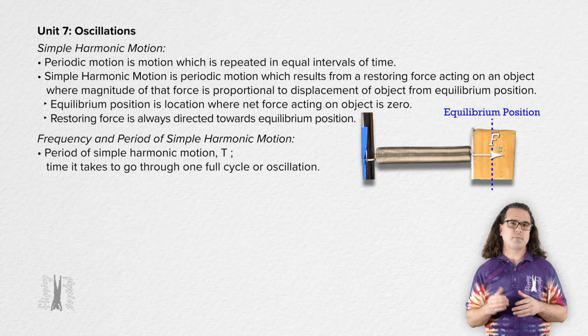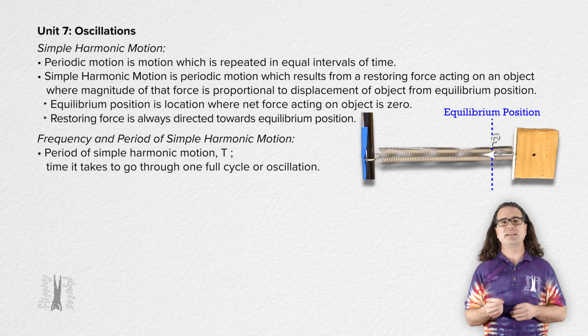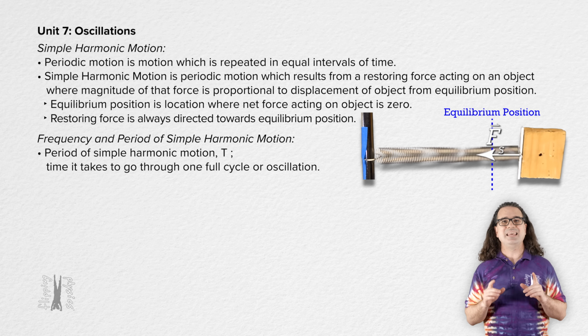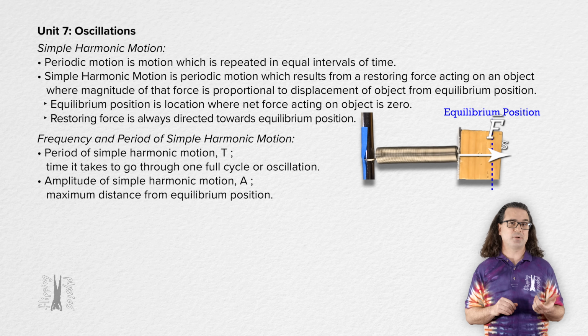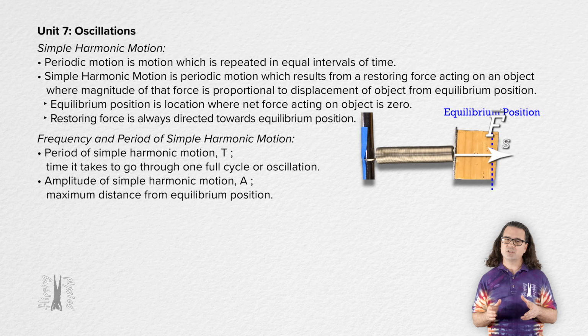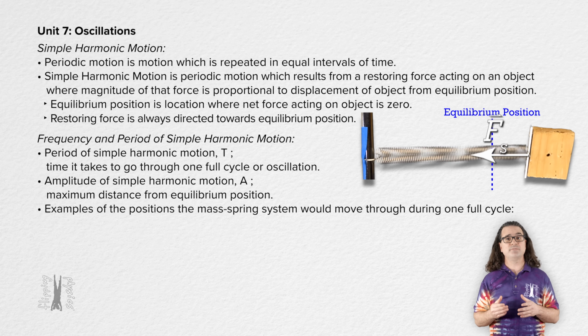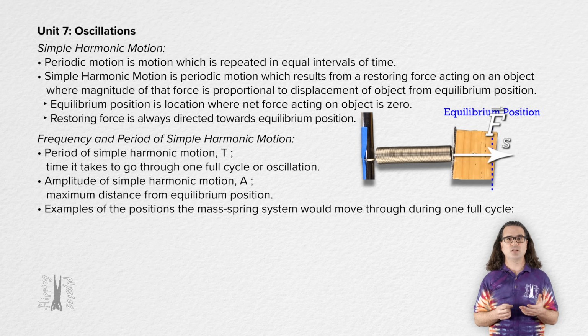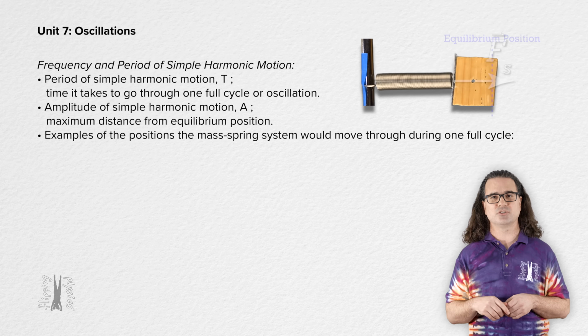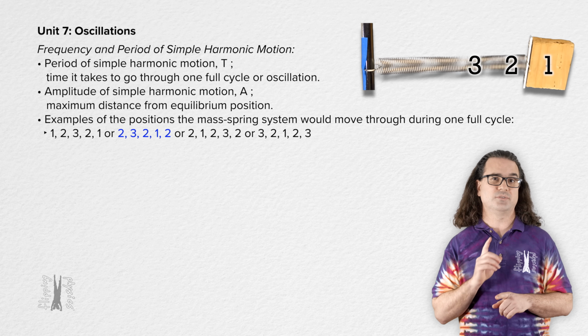The period of simple harmonic motion, capital T, is defined as the time it takes to go through one full cycle or oscillation. The amplitude of simple harmonic motion, capital A, is defined as the maximum distance from equilibrium position. Just one example of a system going through one full simple harmonic motion cycle would be this horizontal ideal mass spring system going through the following positions: 2, 3, 2, 1, 2.